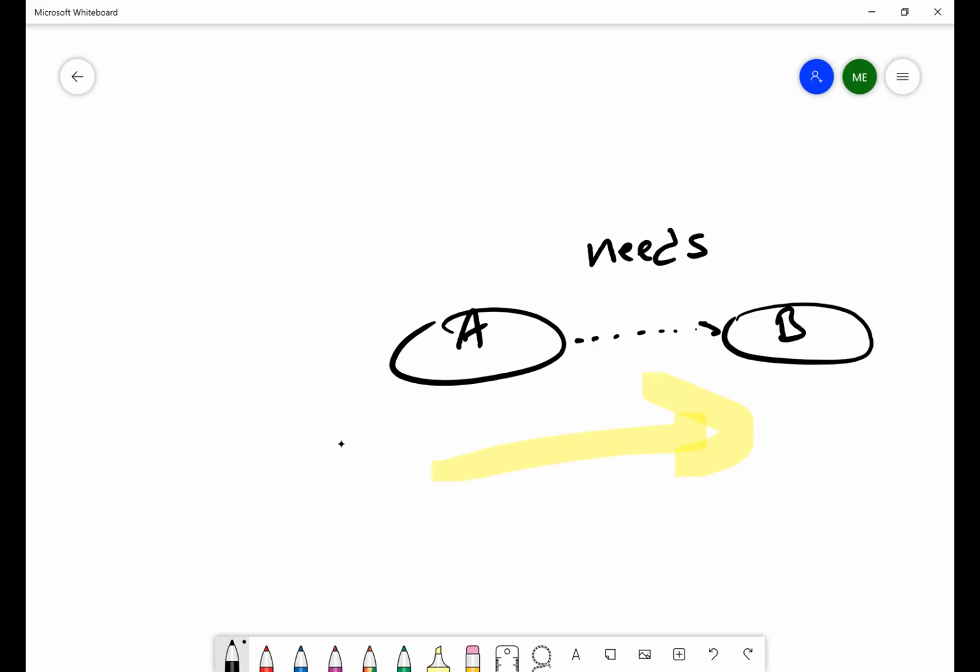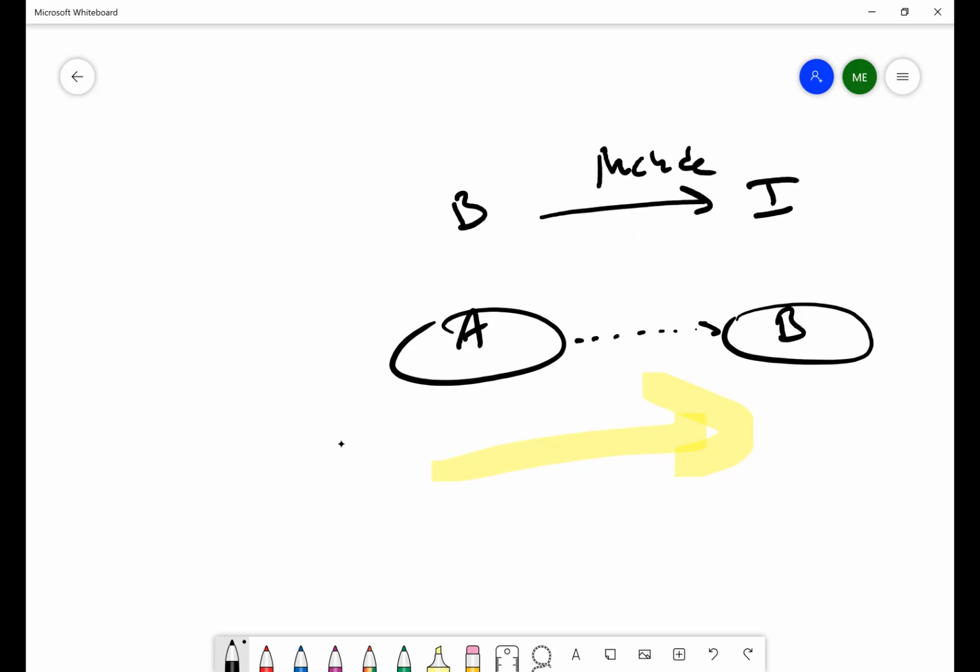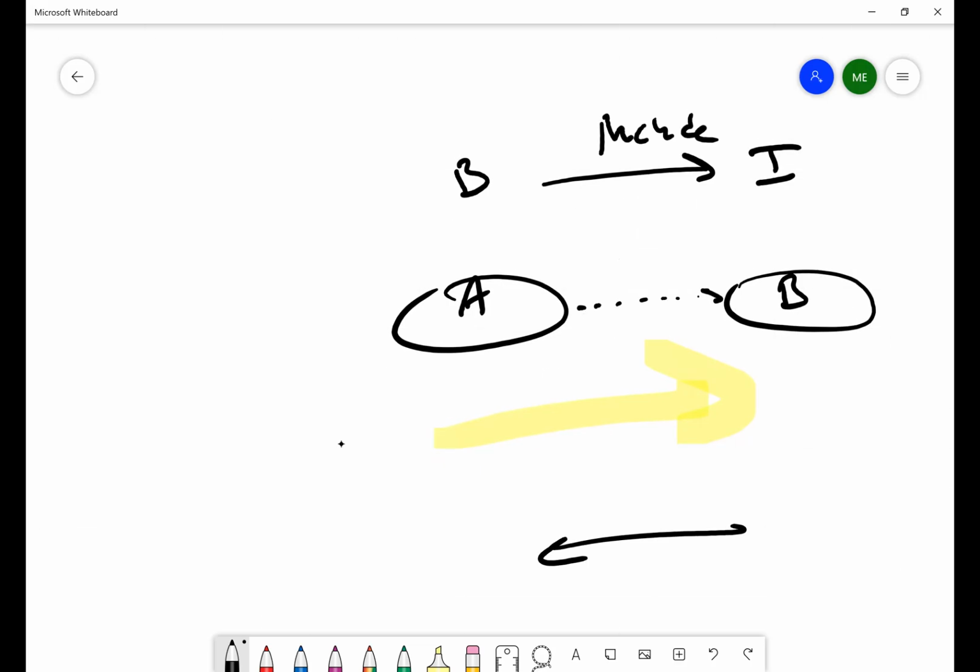Okay, so think about it this way. In an include relationship, it's the base that needs the inclusion use case, and in an extend relationship, it's the extend that needs the base. So that's it. That's a recap of what we've covered in the last lecture.